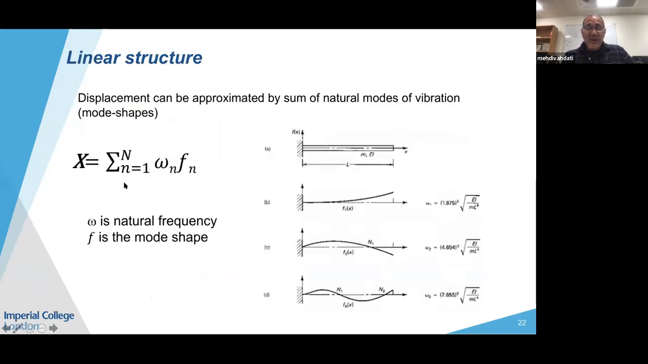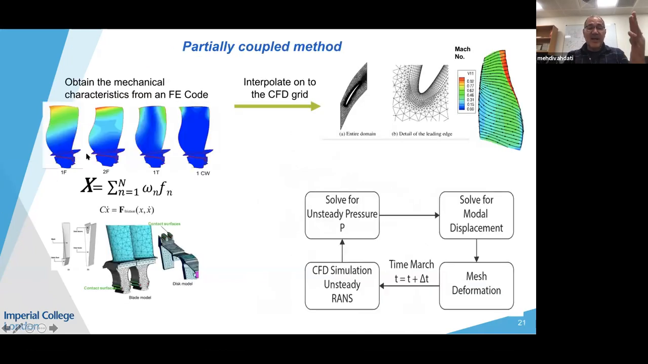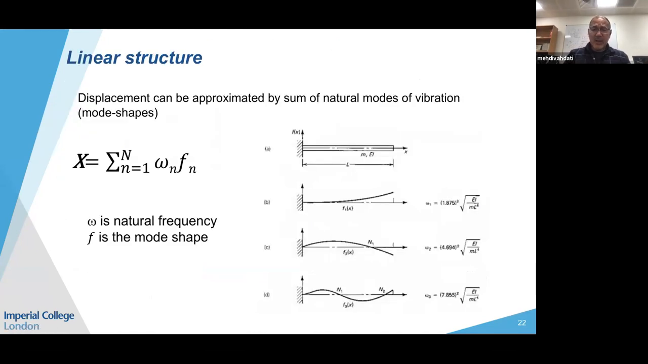Just to give you an example of how the mode shape works, this is a cantilever beam, and you can write the total displacement as the sum of fundamental modes: the first flap mode, second, third, and so on. We write the displacement of the fan blade as a sum of these displacements for different modes.